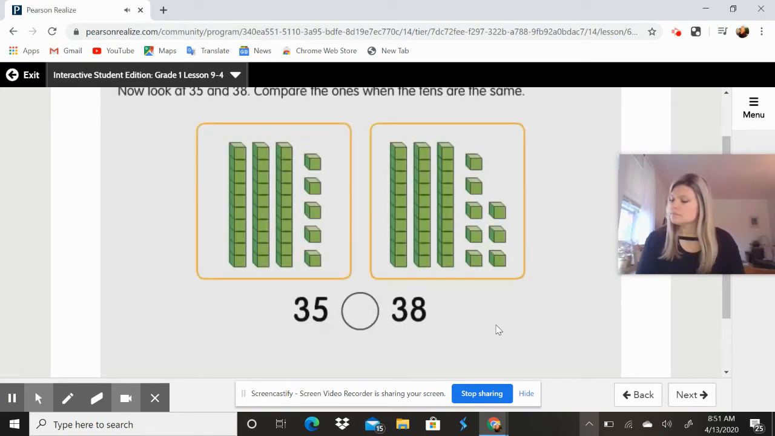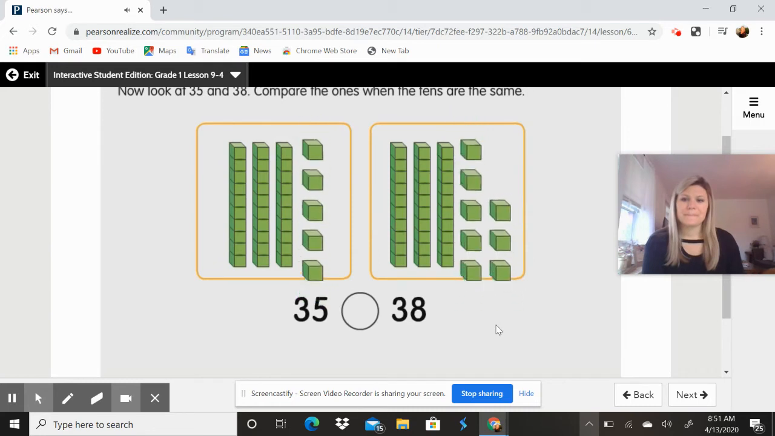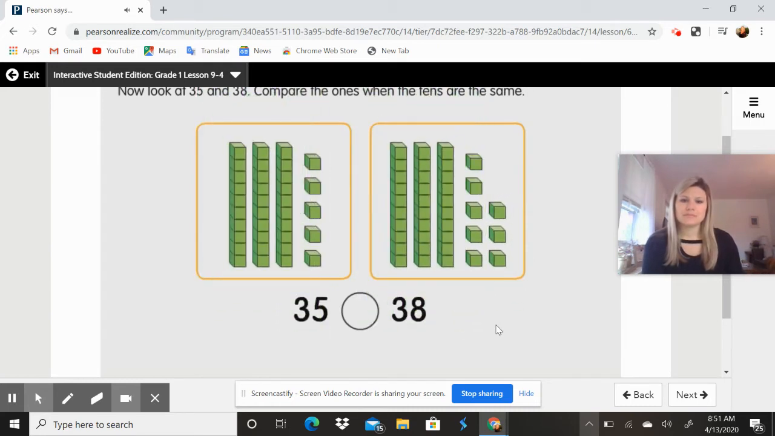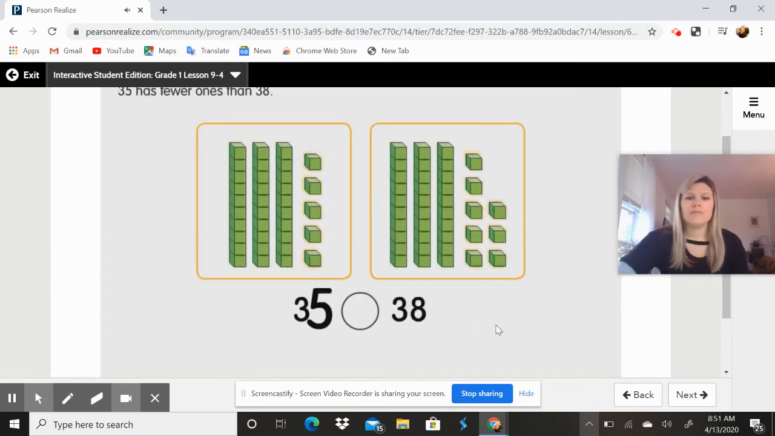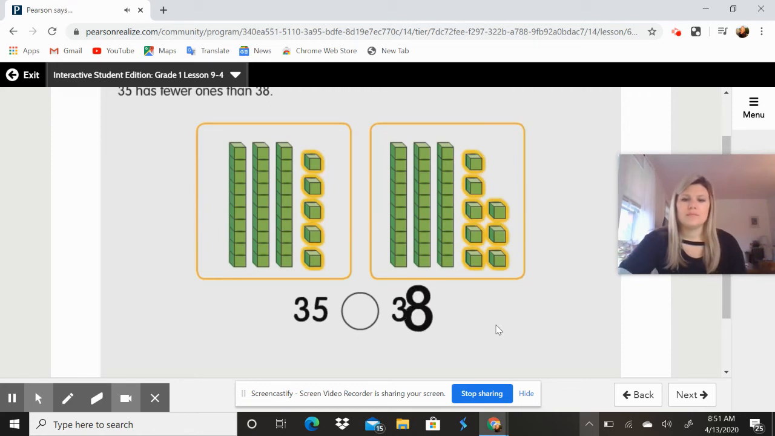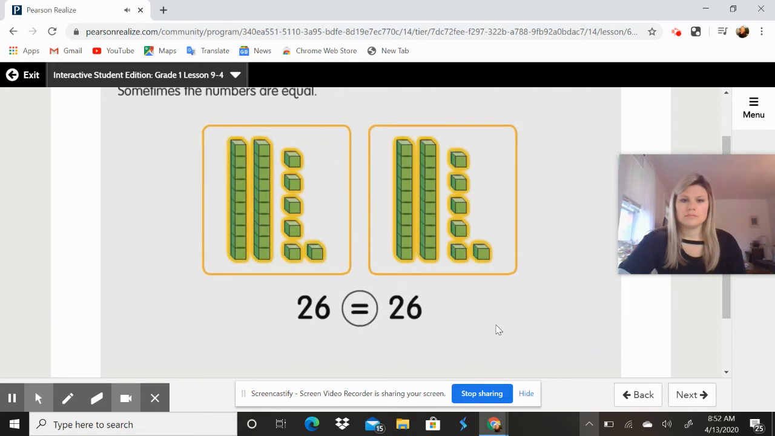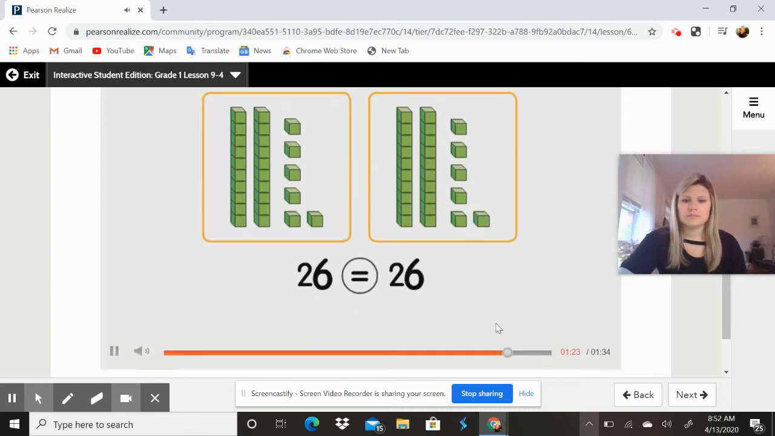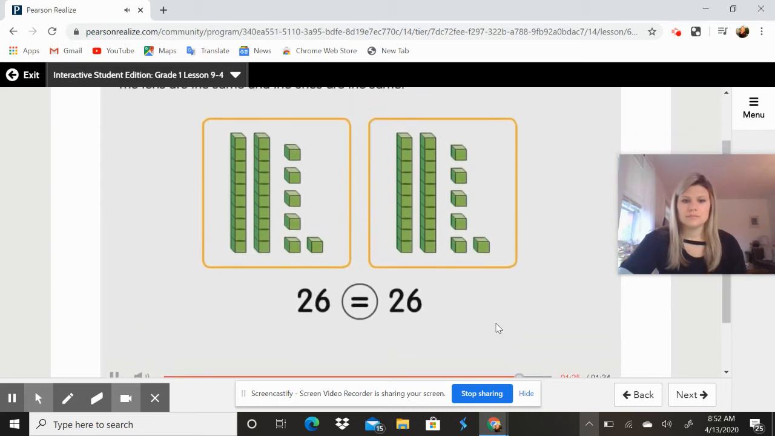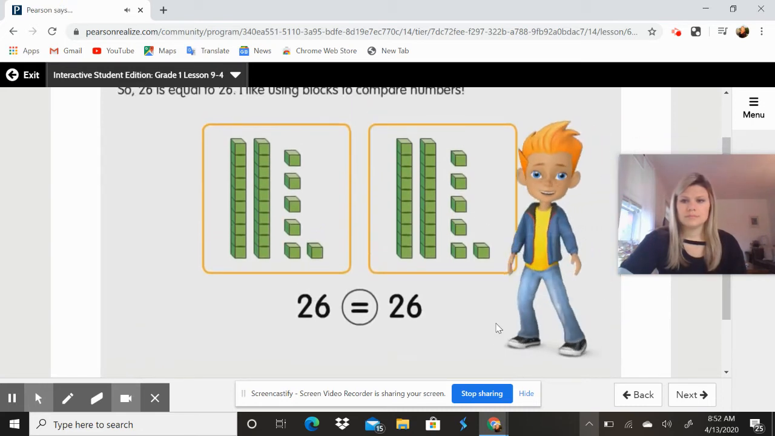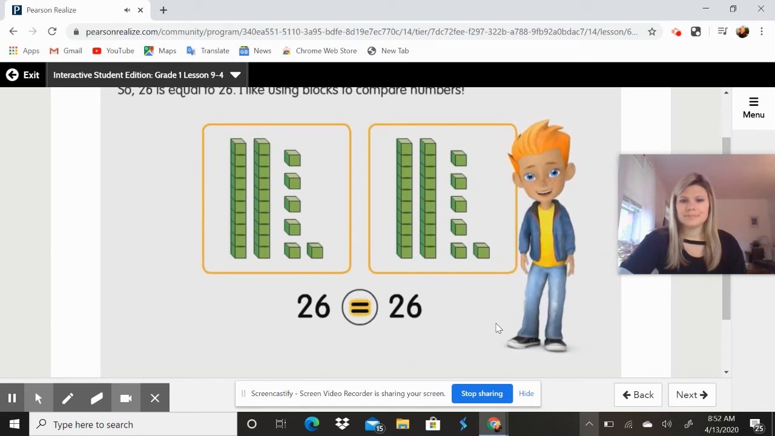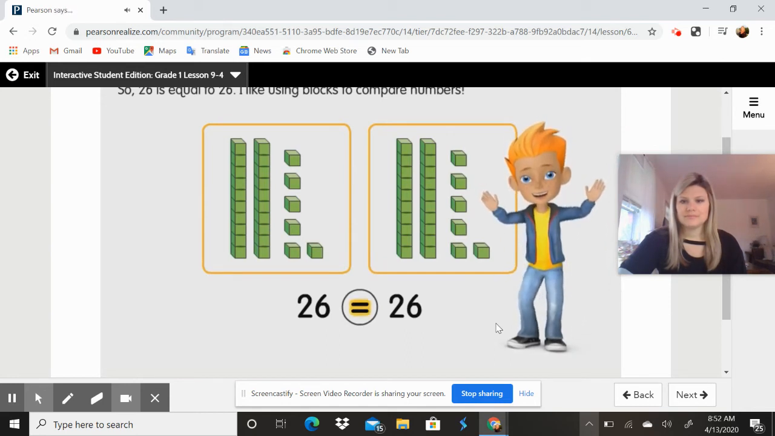Now look at 35 and 38. Compare the ones when the tens are the same. 35 has fewer ones than 38. So 35 is less than 38. Sometimes the numbers are equal. The tens are the same and the ones are the same. So 26 is equal to 26. I like using blocks to compare numbers.